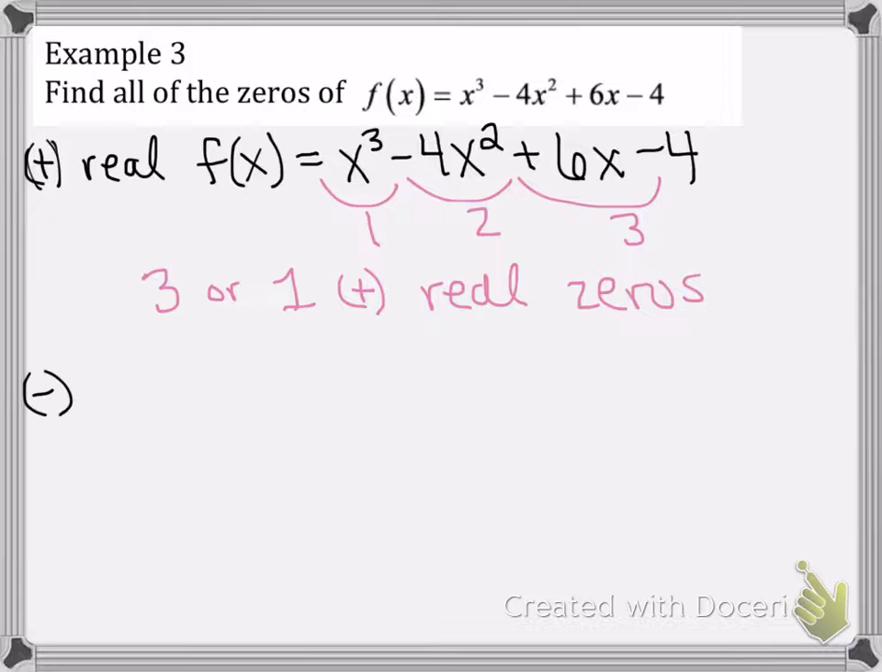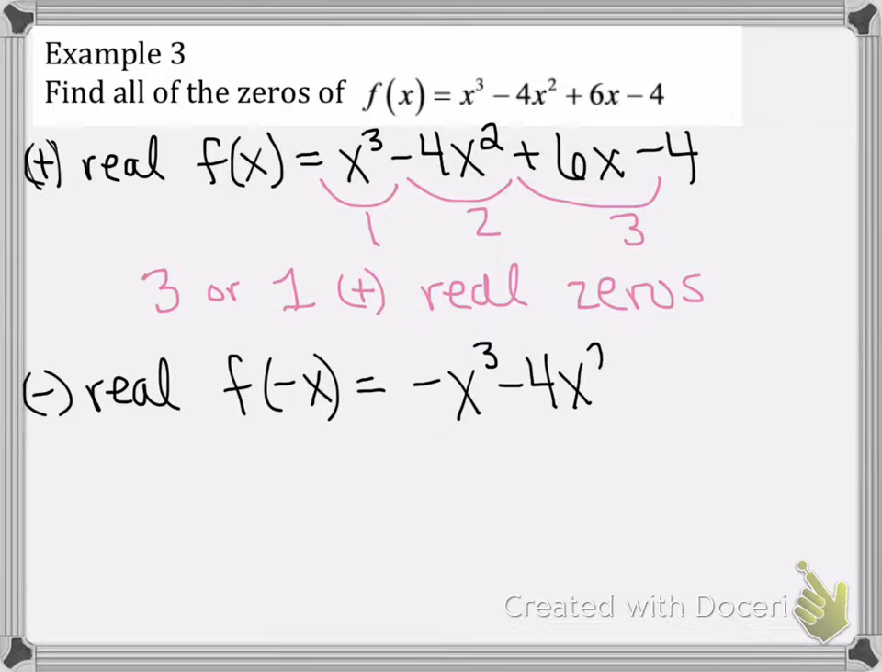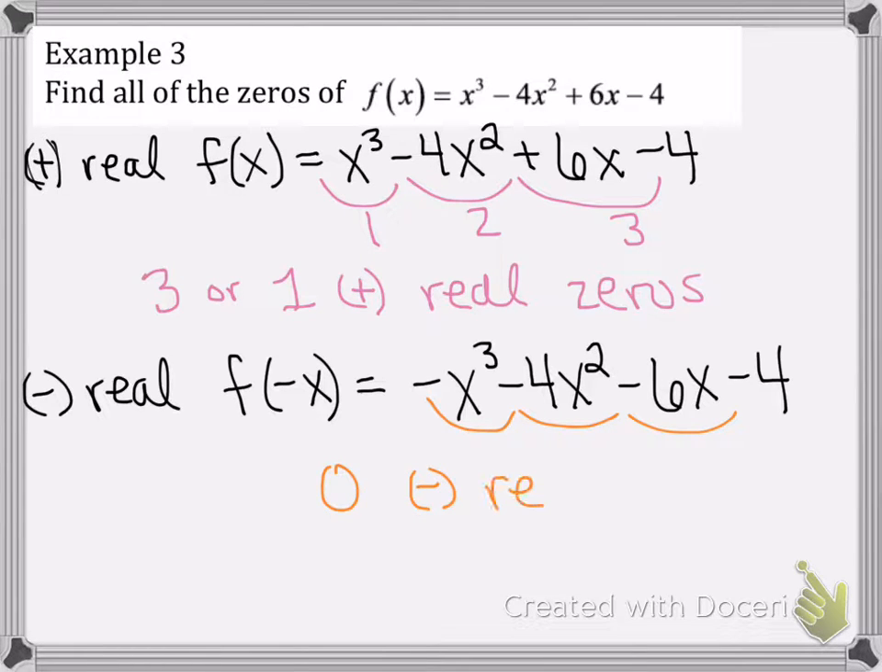Now for my negative real, f of negative x, when I plug in a negative x, I get negative x cubed minus 4x squared minus 6x minus 4. So when I count them, that means that there are 0 negative real zeros.